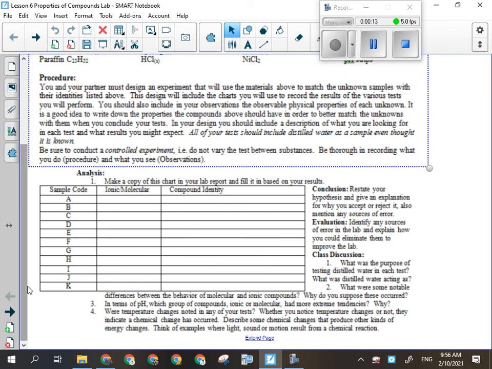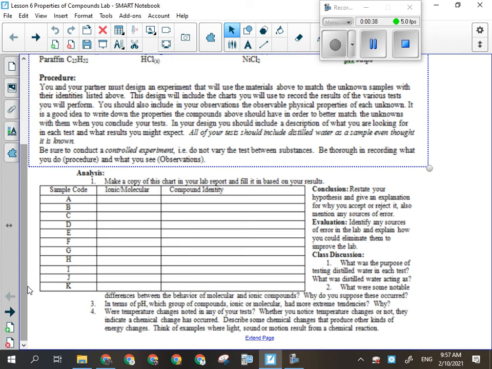In this chart, what you're going to do is tell me, was A ionic or molecular? That's based on basically just its conductivity. If it was highly conductive in solution, then it's ionic. If it wasn't, then it's molecular. And then your compound identity. So did you think A was water or sodium chloride or whatever, based on your observations? That's all there is for the analysis, is filling in that chart.